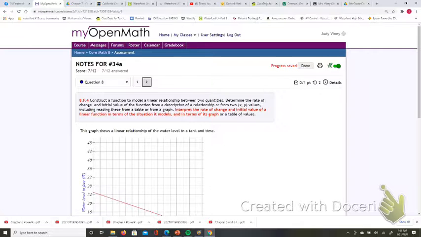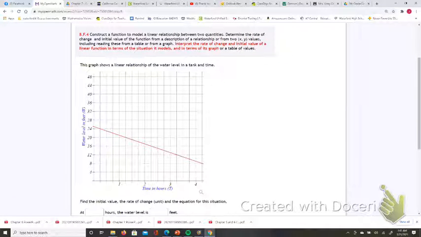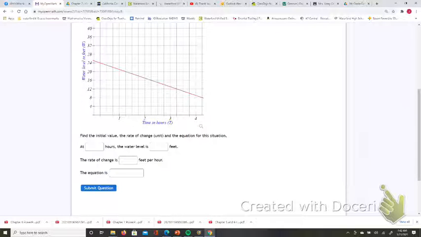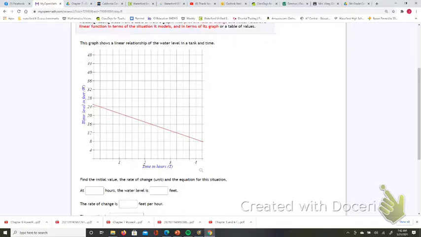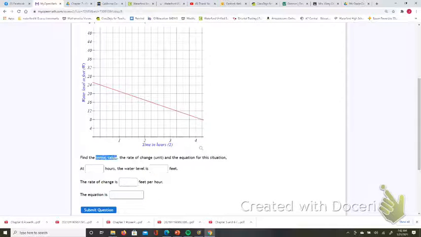Number 8. The graph shows a linear relationship of the water level in a tank and time. Do you notice that the x-axis here says time in hours and it says t, not x? And over here it says the water level in feet and it says W, not Y. This tripped me up a little bit because I always just do Y equals, but now we have to put in W instead of Y and T instead of X. So we're starting out exactly the same. It says find the initial value and then find the rate of change, but now we're going to add that we write the equation.